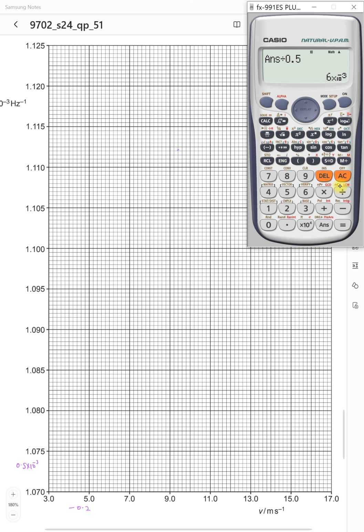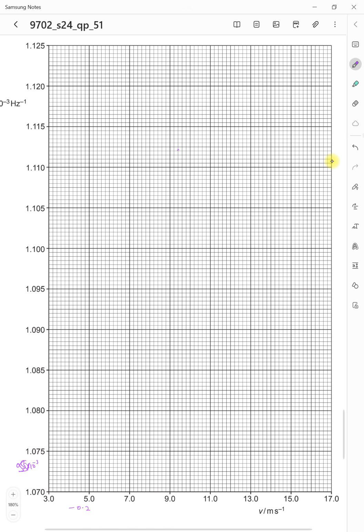Each small square represents, actually, let me check the scale again. 1.075 minus 1.070, divided by 10. So each small square is 5 times 10 to the power of minus 4.